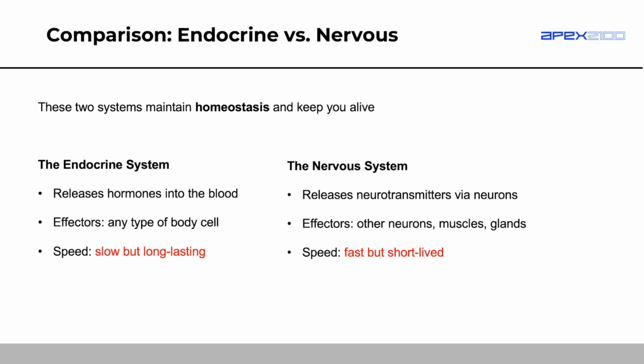The endocrine system can affect any type of cell within the body, whereas the nervous system affects other neurons, muscles, and glands. The speed is the main thing I want you to remember, is that the endocrine system is slow working, but it lasts for a long time. The nervous system can send super quick messages, but those effects are normally short-lived.